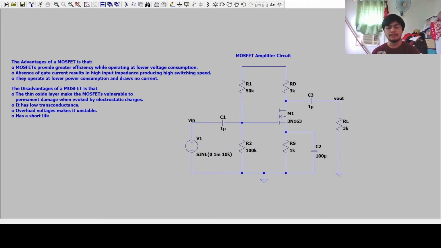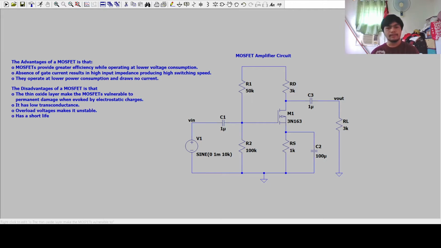Hi, I'm Cal Christian Estrellan, and today I'll be presenting a project for Electronic Circuits Laboratory about the MOSFET amplifier circuit, also known as the metal oxide semiconductor field effect transistor. So, what is a MOSFET amplifier? A MOSFET is basically a transistor which uses field effect and it has a gate, drain, and source connection.